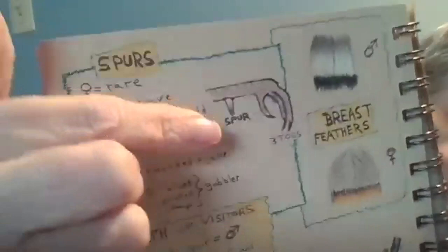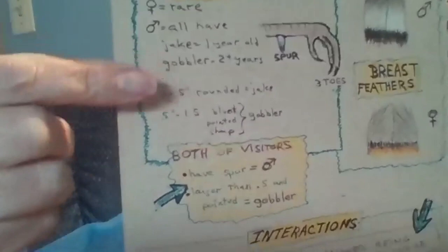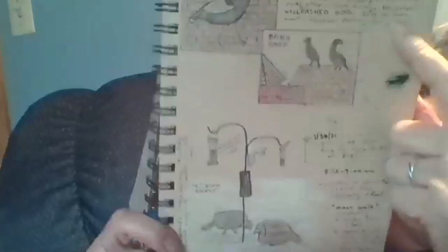Another way is they get this spur, and you can tell by the spur. So I have details about the spur and how that develops. And so I know that my two turkeys are both males that are more than 2 years old. And then just some other details. Oh, there were some interactions with other birds, with cars, with each other, and that sort of thing. So that I've captured details of what I observed as well as what happened each time.